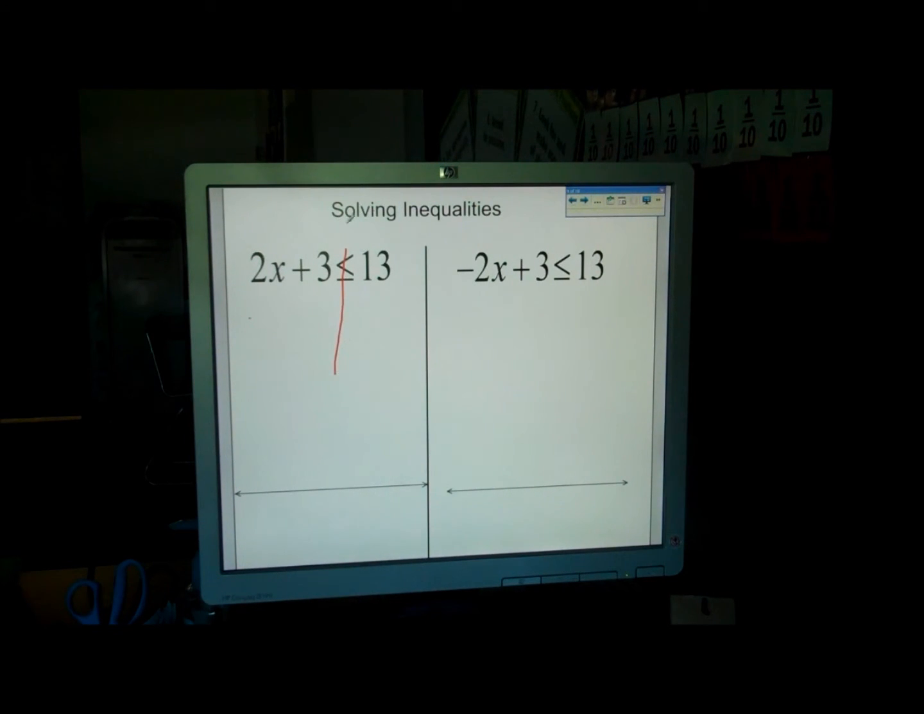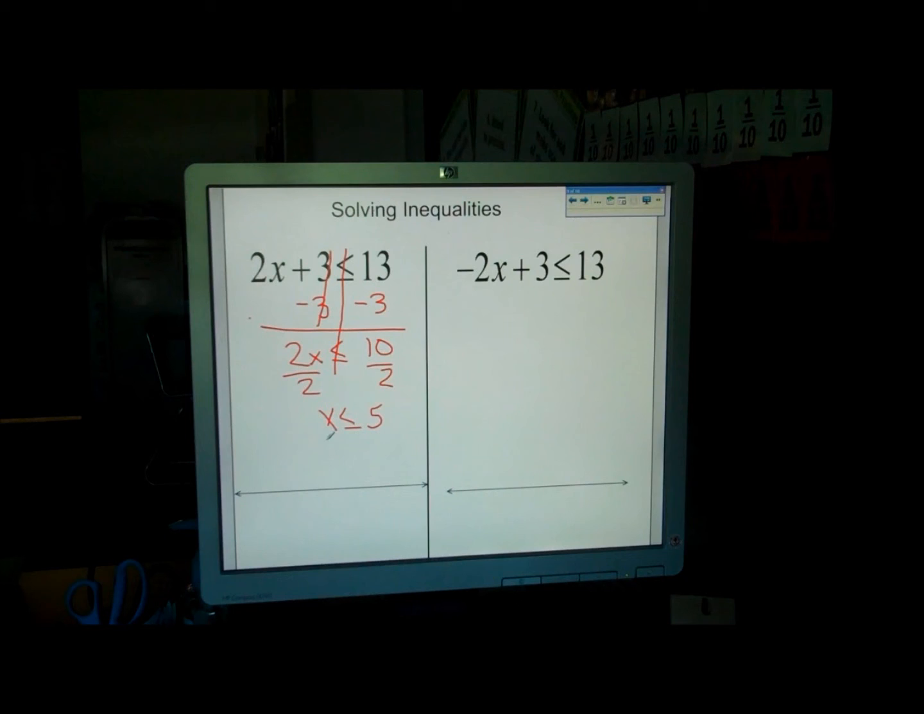Draw your line down the center, and we need to isolate the variable. So the constant goes home first. The inverse of positive 3 is negative 3. These cancel. I'm left with 2x is less than or equal to 10. The inverse of multiplication is division. So we're going to divide by 2. X should be less than or equal to 5.